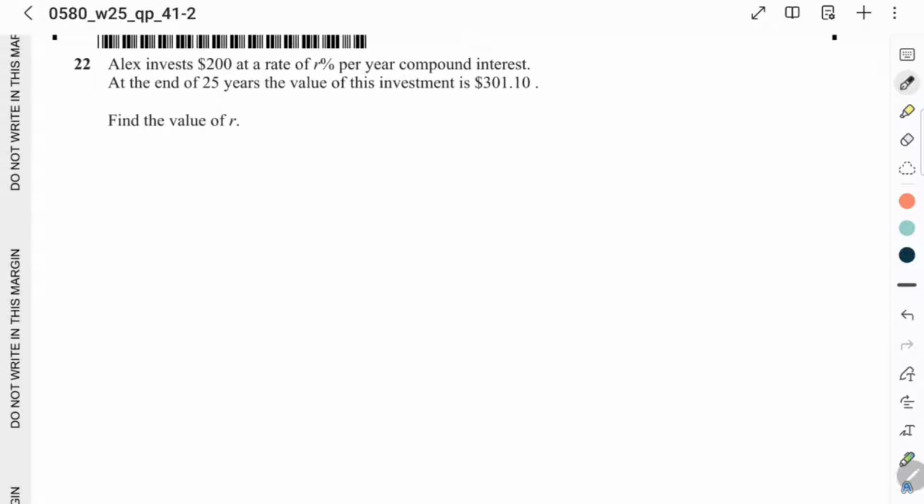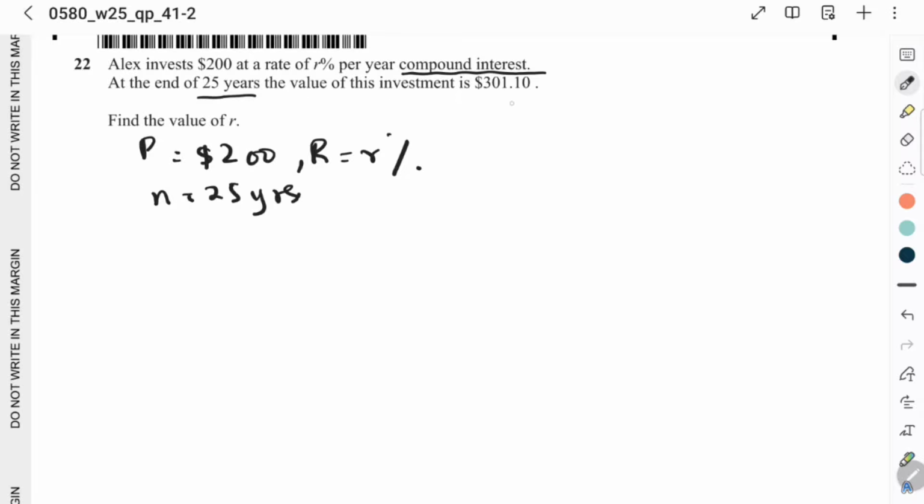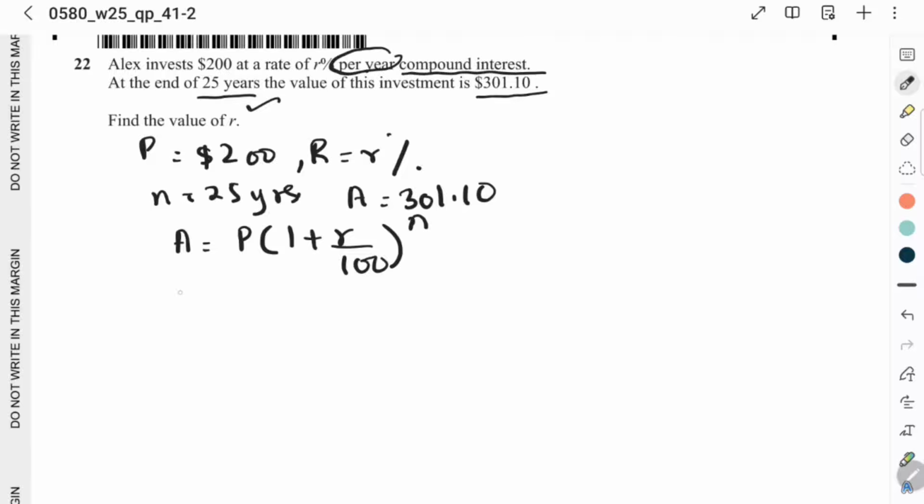That is Alex invests $200. So the principal is $200 at the rate of R%, and the rate is R. Compound interest and then 25 years. Okay, so the timing is 25 years. So your n is 25 years. The value of the investment is 301.10. So the total amount is 301.10. All right, find the value of R. Amount is equal to P times 1 plus R over 100 to the power of n.